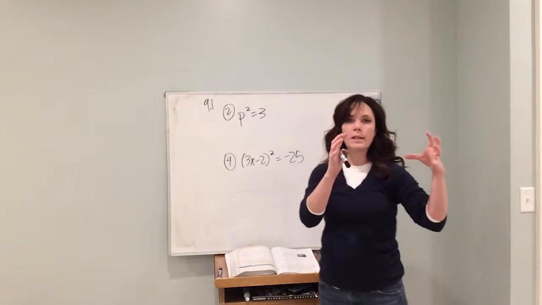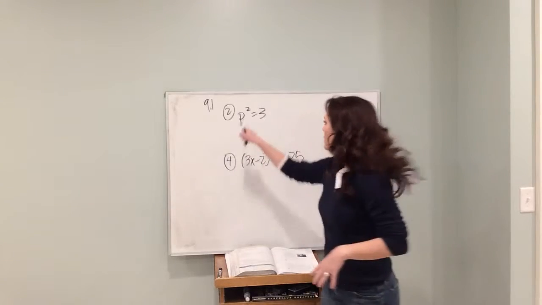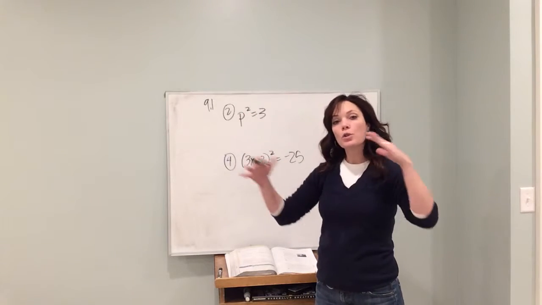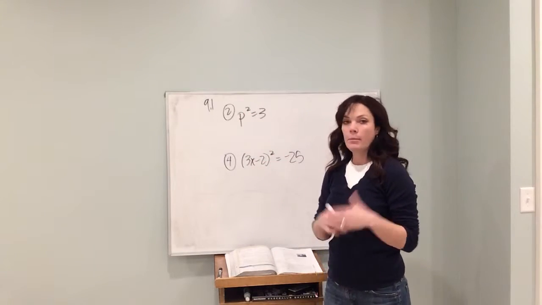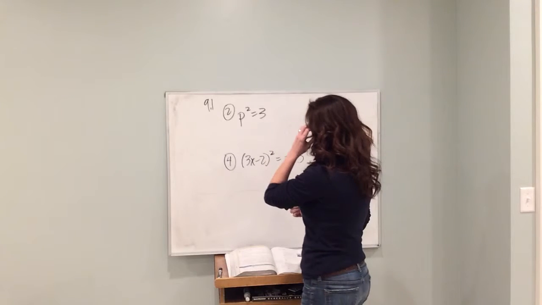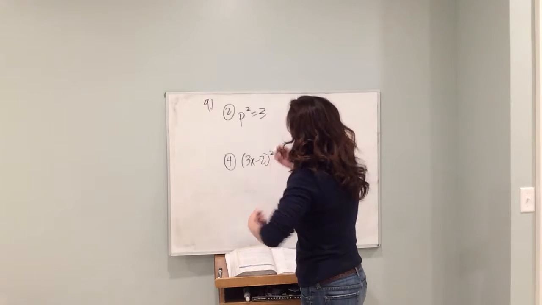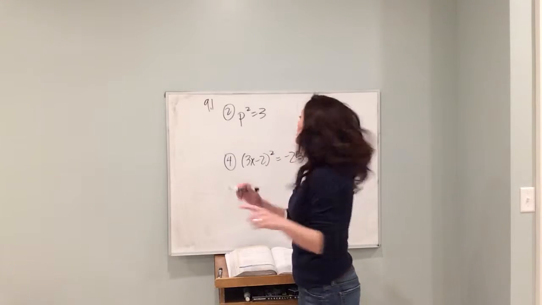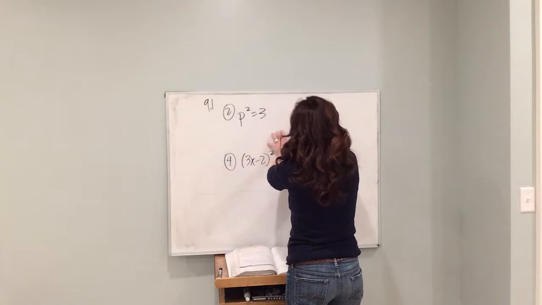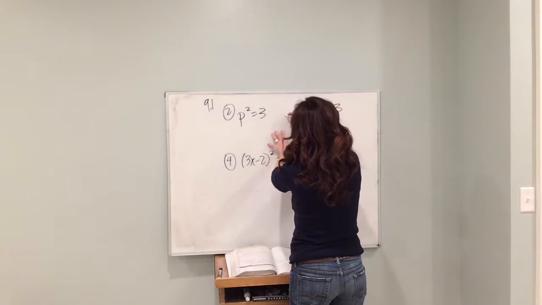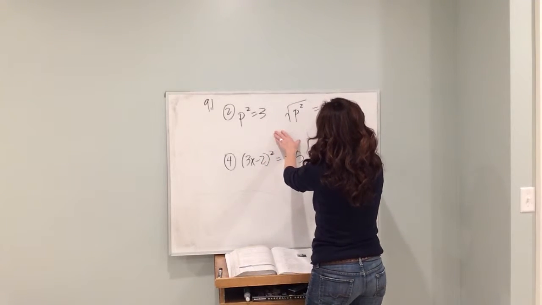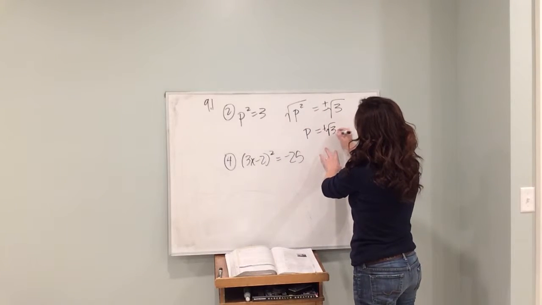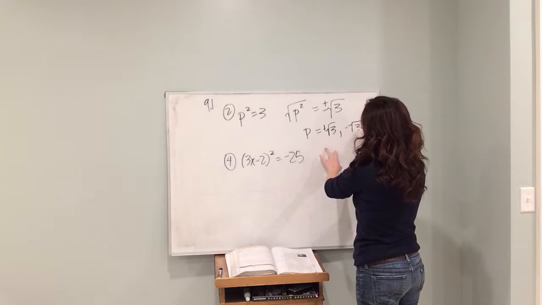So what we want is for one side of the equation to be a perfect square. See that one's squared right there? When one side of the equation is a perfect square, square rooting both sides of the equation allows us to solve the quadratic. So when you square root both sides of the equation, don't forget the plus minus. So p squared equals 3, then square root both sides, don't forget the plus minus, and that gives you p equals plus square root of 3 and negative square root of 3.